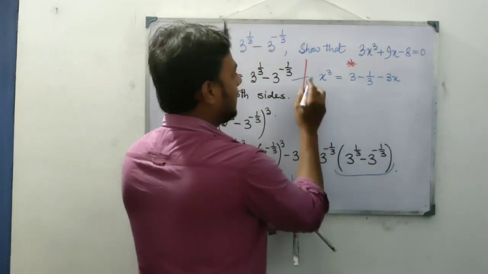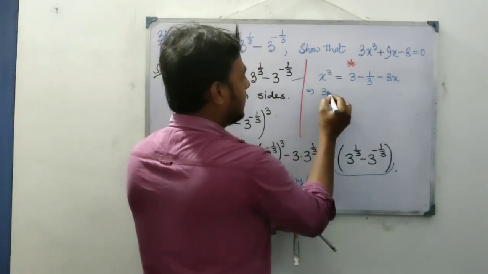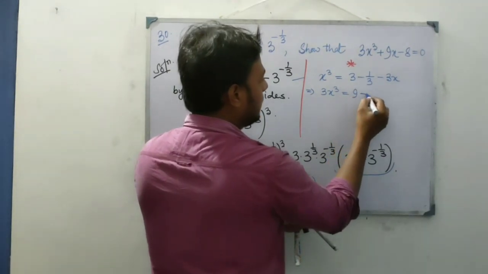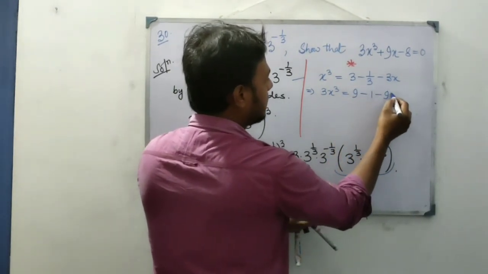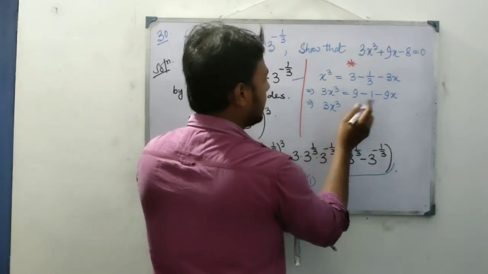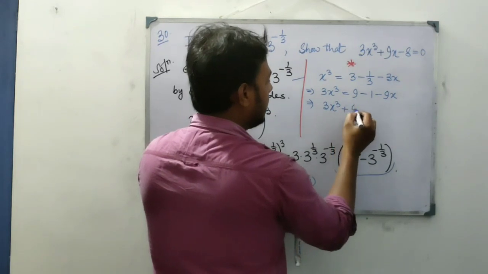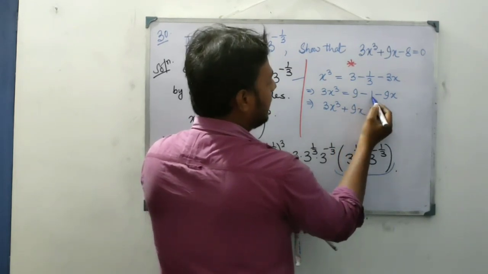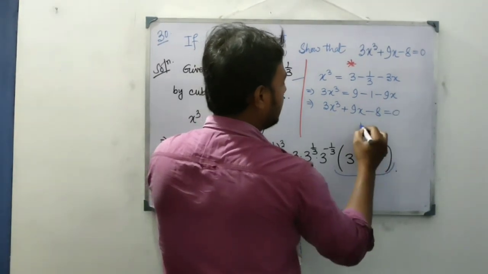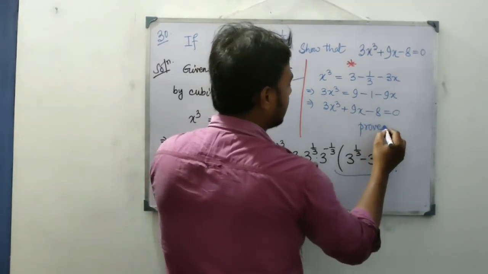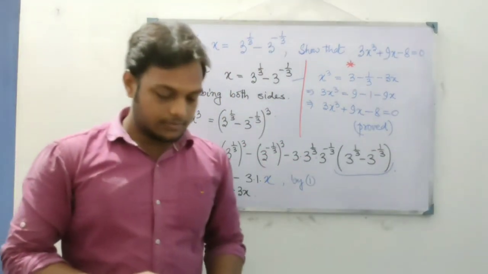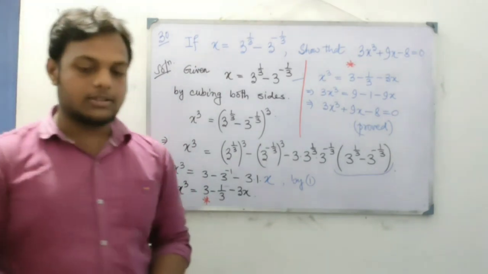Now if we multiply both sides by 3, it will be 3x cube equals, if we multiply this by 9, 1 minus 9x. Now consider in one side, it will be 3x cube. If we bring this term to this side, it will be 9x, and 9 minus 1 means 8. If we consider it on this side, then minus 8 equals 0. This completes the proof. Hope you understand. Okay, next.